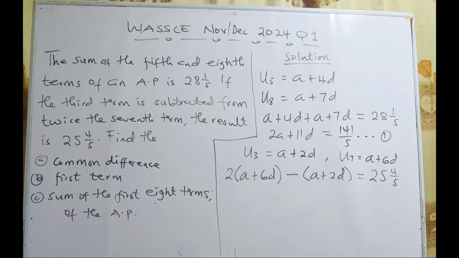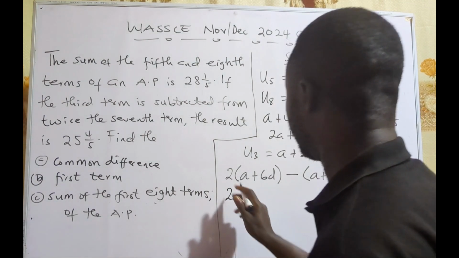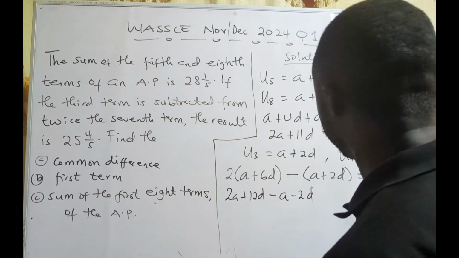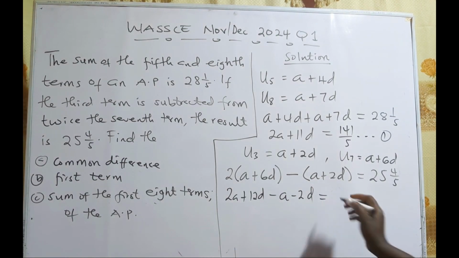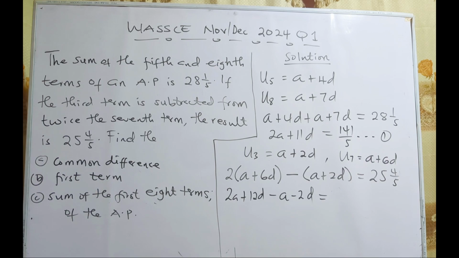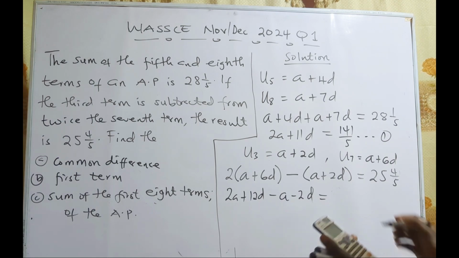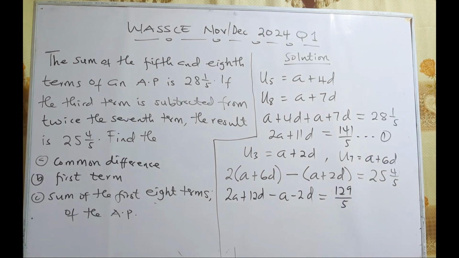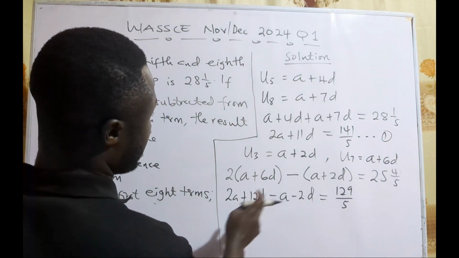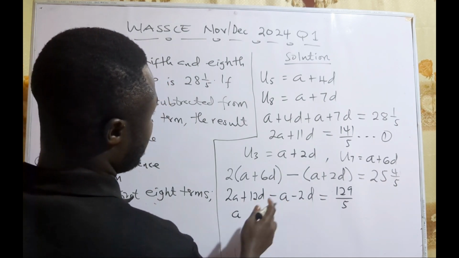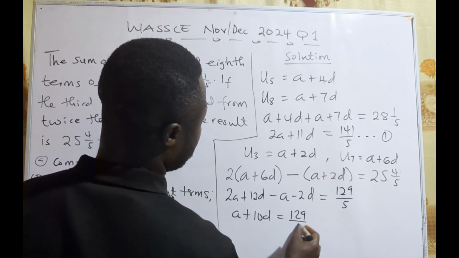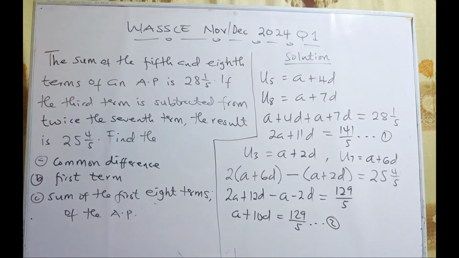Let's try and expand. 2 times A gives 2A, 2 times 6D gives 12D, minus A minus 2D, equal to 25 whole number 4 over 5 as an improper fraction, which is 129 over 5. Collecting like terms, 2A minus A gives A, and 12D minus 2D gives 10D, equal to 129 over 5. I can call this equation 2.